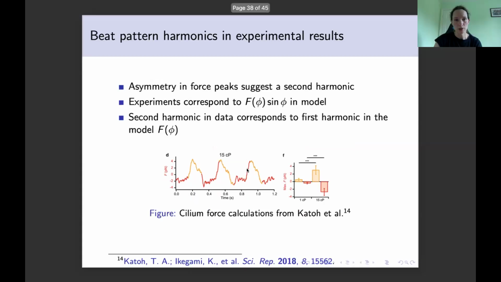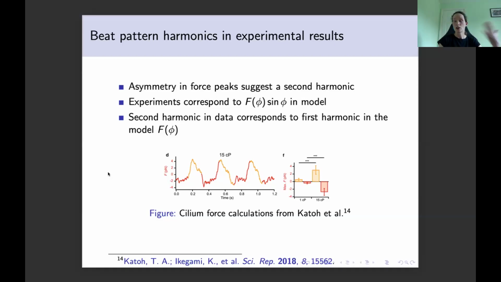But the thing to say about this is that this data suggests that there's the signature of a second harmonic in this data, but actually what that data corresponds to in the model that I've written down is the component in just one direction. So when you do the projection, you pick up this extra sine phi term. So actually a second harmonic in this experimental data would correspond to a first harmonic in the model.